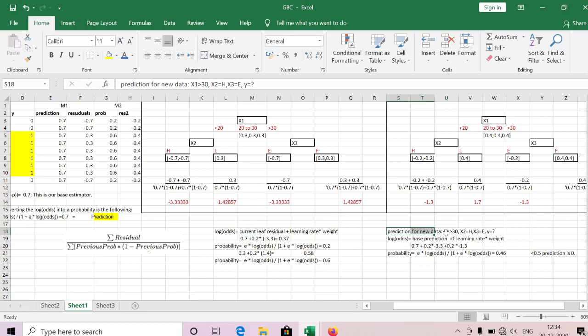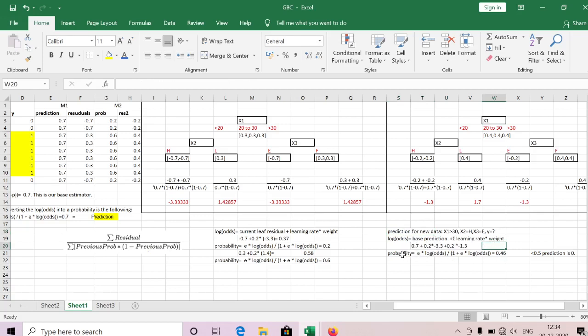Similarly, if x1 is greater than 30, I will go here, and if x3 is e, then it is minus 0.2. What is my weight? Minus 1.3. I calculated this much, and from it we get the log odds.